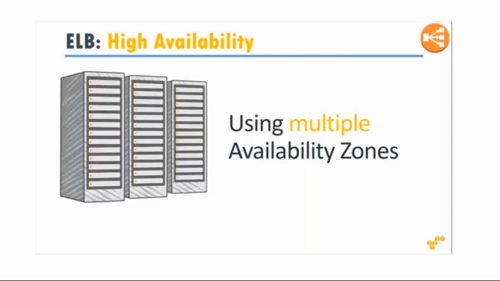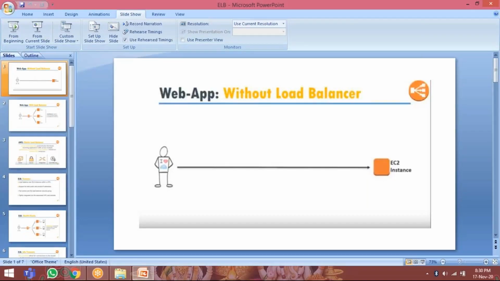That is the reason for one EC2 instance in one availability zone, another instance in another availability zone, another instance in another availability zone. So if one is down, two can work. If two are down, one can work. So that is the reason to use multiple availability zones. So this is the elastic load balancer.